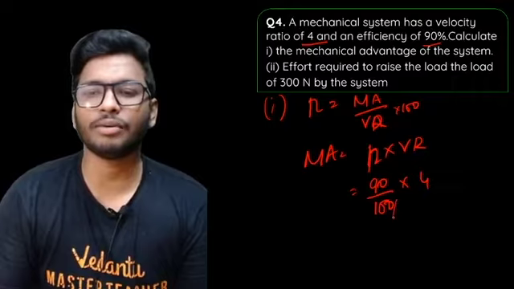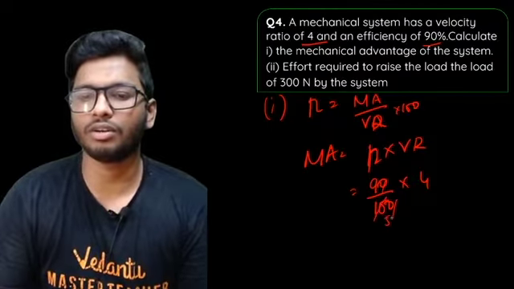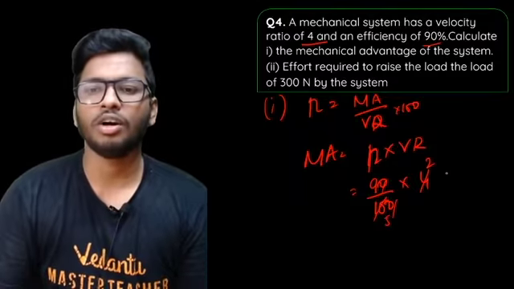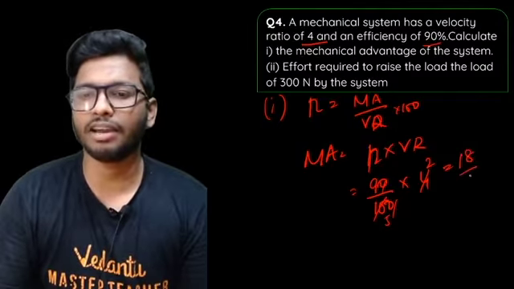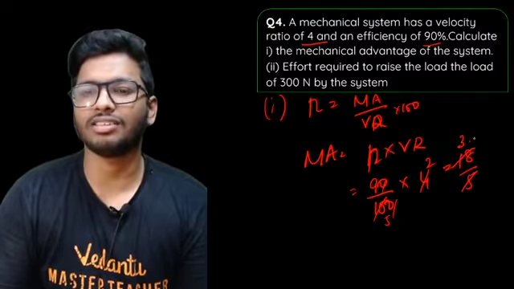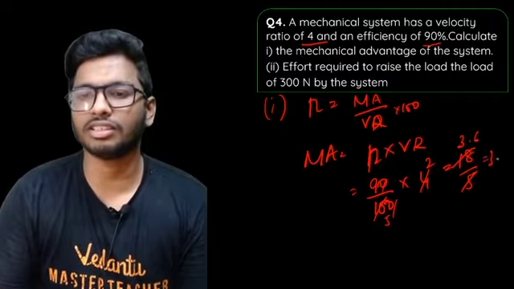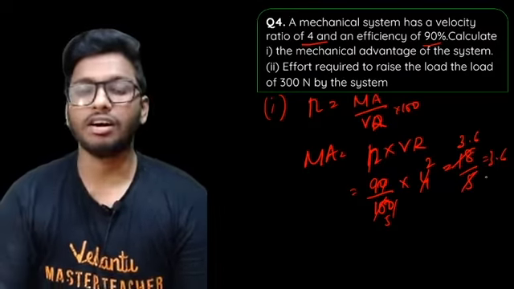If you simplify this equation, the 0s get cancelled, 2 5s are 10, 2 2s are 4. So it's 18 divided by 5. 5 3s are 15, so you'll get it as 3.6. That is the mechanical advantage.